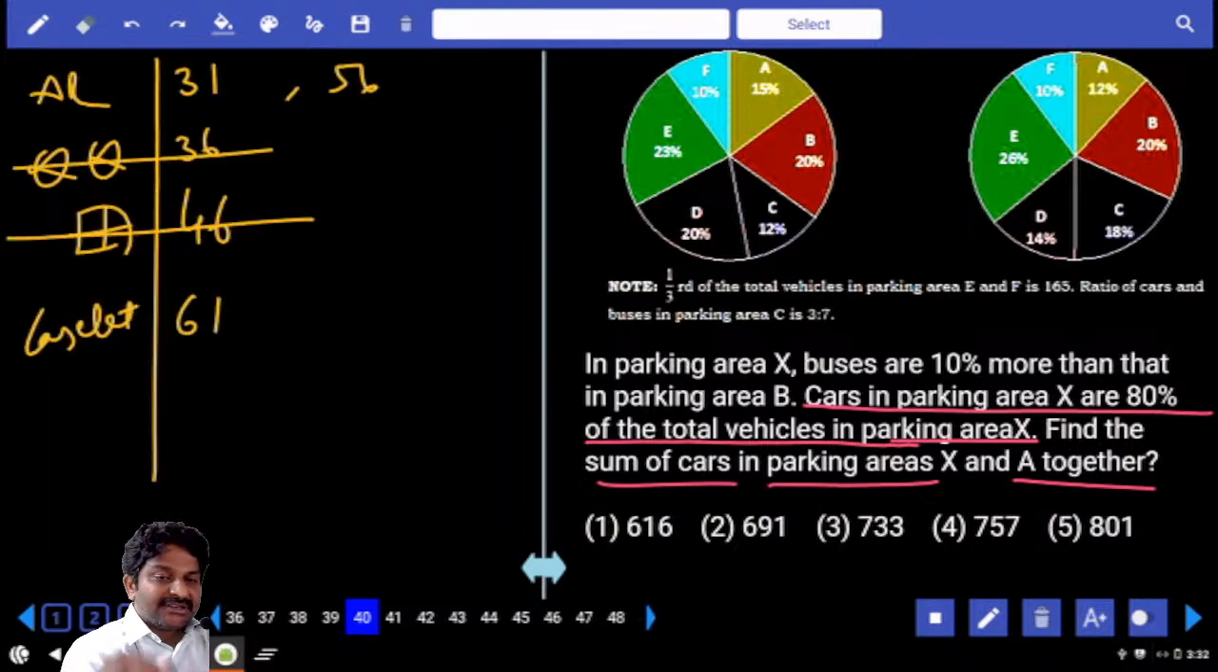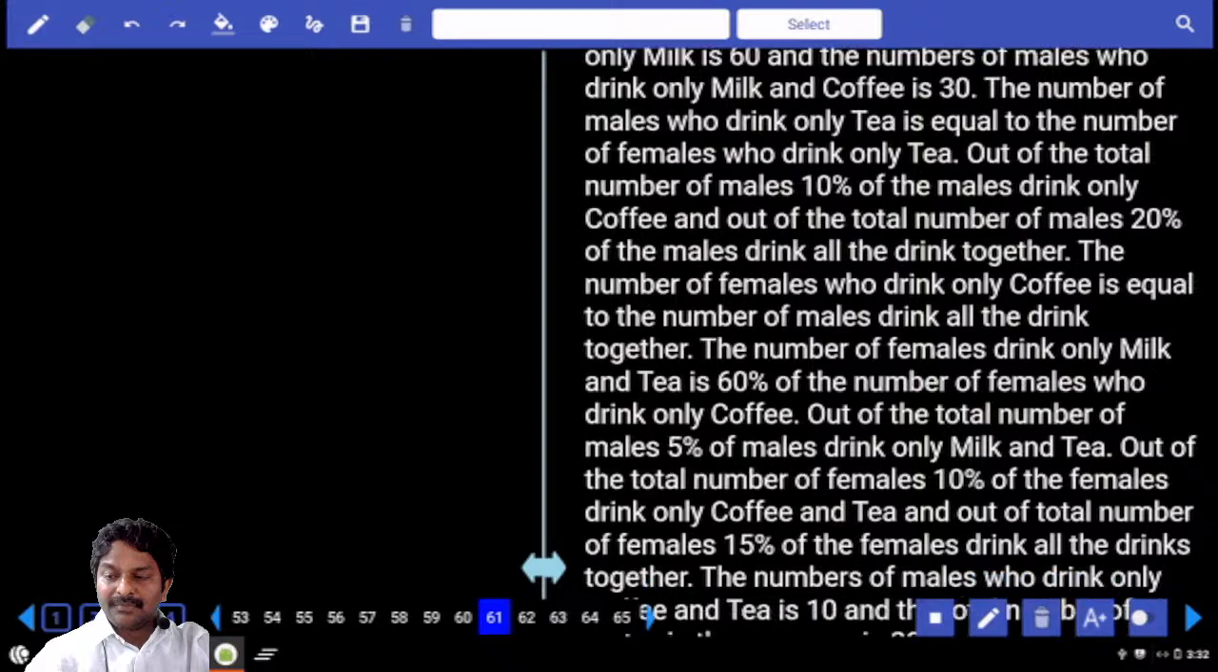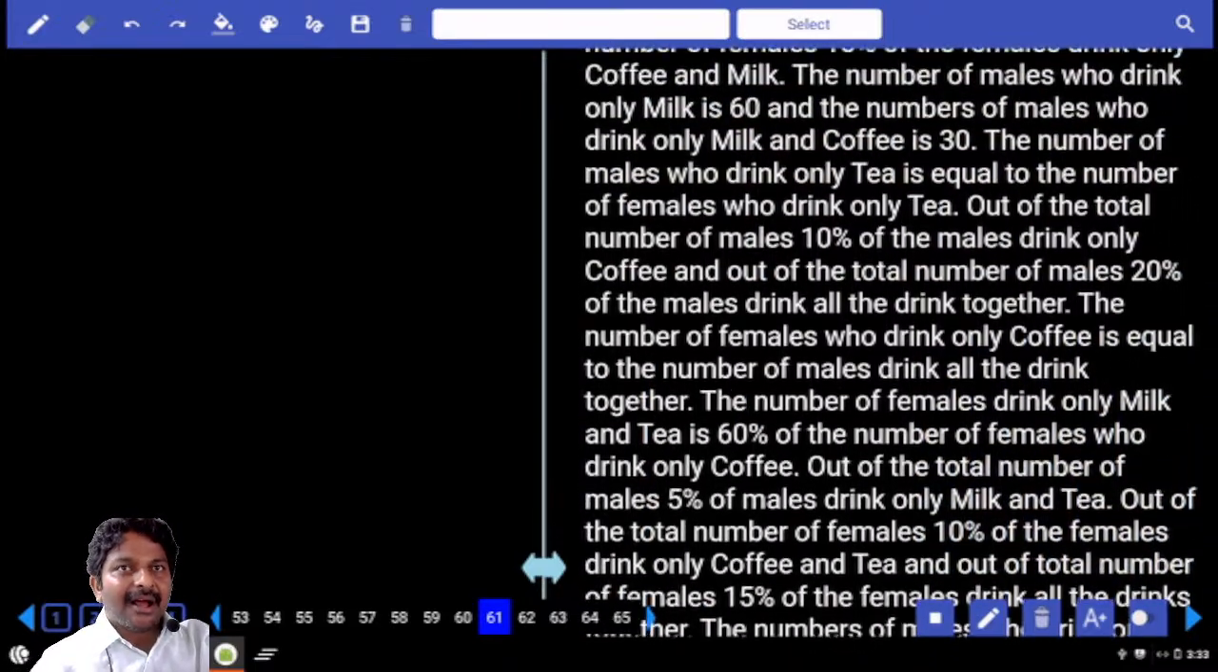Right. This is also over. Now, next. Arithmetic or caselet? Caselet you want to see. 61 onwards. Basically, it's a huge data. If the same question comes in the exam, I prefer to hold it.